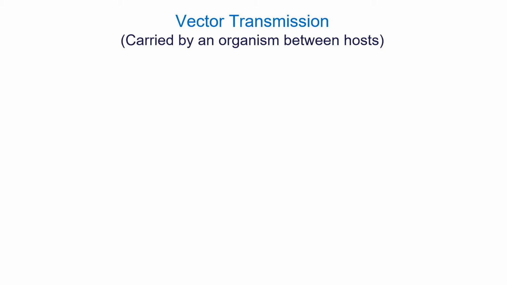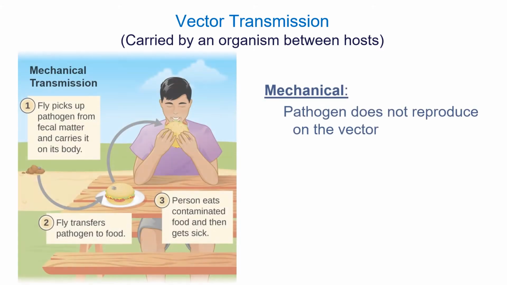So vector transmission means carried by some sort of organism between hosts. Usually we're talking about some sort of arthropod, so an insect or a tick or something like that. So there's two types of vector transmission. One is mechanical. Mechanical means the organism doesn't require the vector to be transmitted, and these are often associated with unsanitary conditions. So you can see in this diagram on the left, we have a fly here, and the fly is basically associated with some sort of fecal matter or garbage or something like that. It picks up the disease, and the disease is on the fly's feet. So this could be a fly or a cockroach. It walks over here to this guy's hamburger, and then the guy eats the hamburger, and now he's about to get sick.